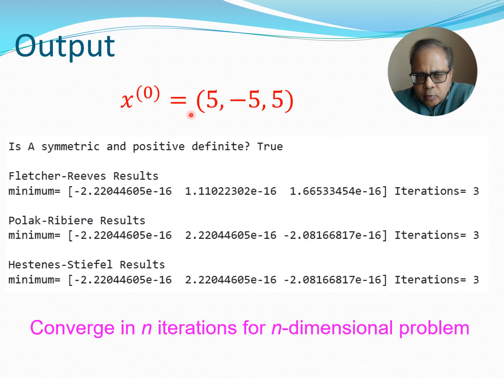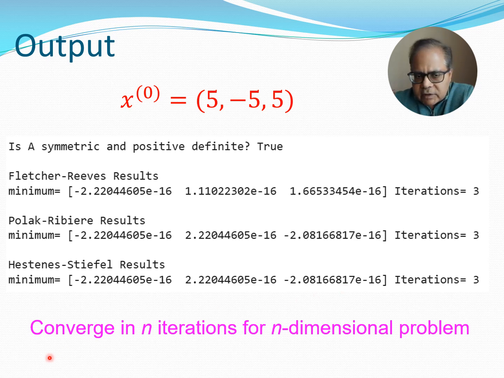So let us look at the output. Essentially this is the input as far as x0 is concerned, 5, minus 5, 5, and what is printed out is whether A is symmetric and positive definite. I get the answer as true. So since this is true, it goes into the if part of the statement and it gives me the output for these three different conjugate gradient methods. Now I can clearly see that each of these converges at 3, that is 3 rounds of the code, and essentially I also see the minimum point is 0, as you would expect in this particular case. So these numbers are printed out, but as far as mathematics is concerned, we can consider these to be 0.